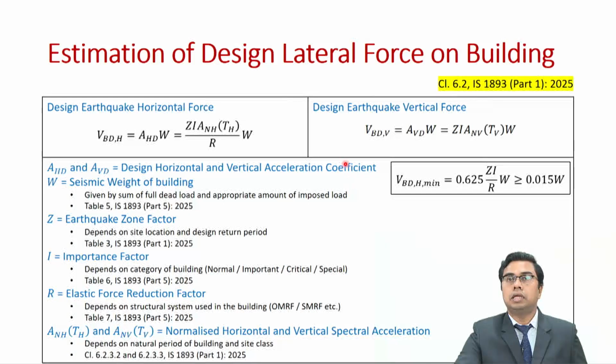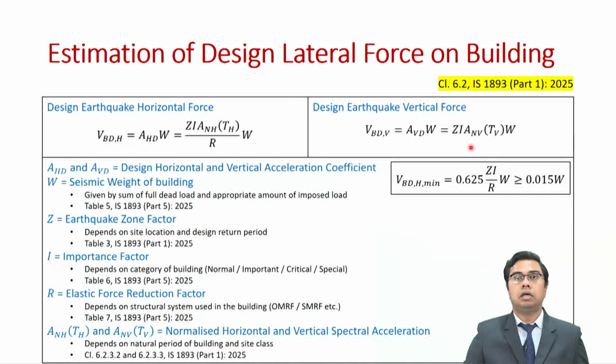Here you should notice that for finding the design earthquake vertical force, we do not use a factor R, that is the elastic force reduction factor. Why? Because we do not expect the building to behave in an inelastic manner in the vertical direction.